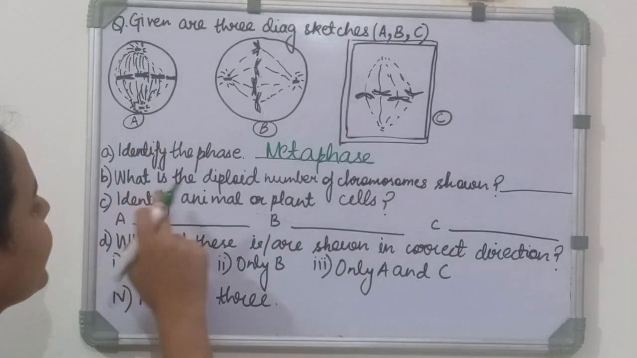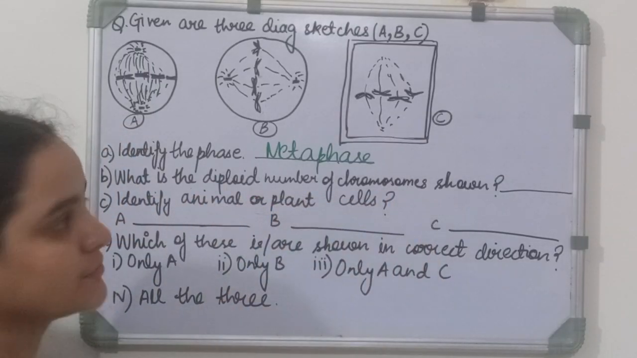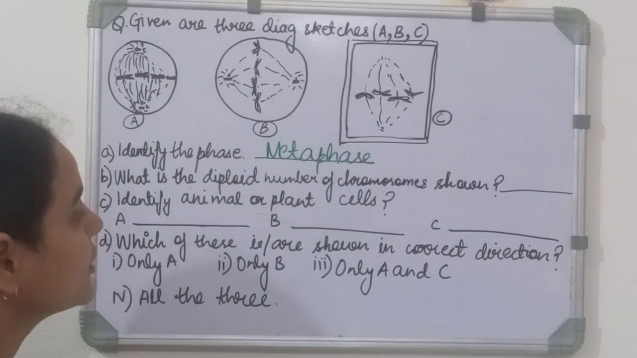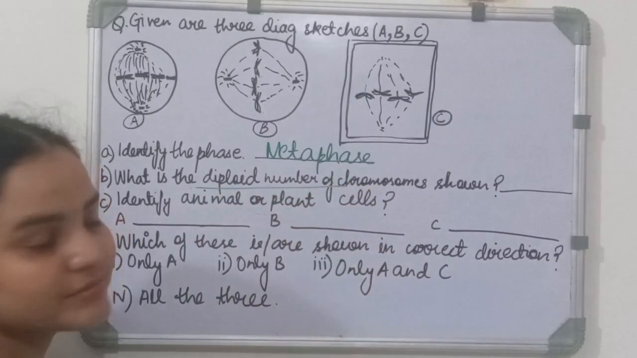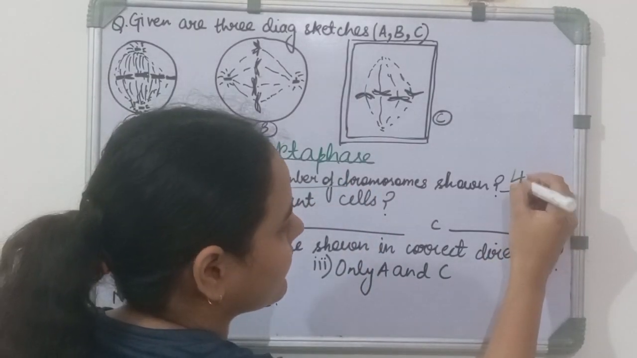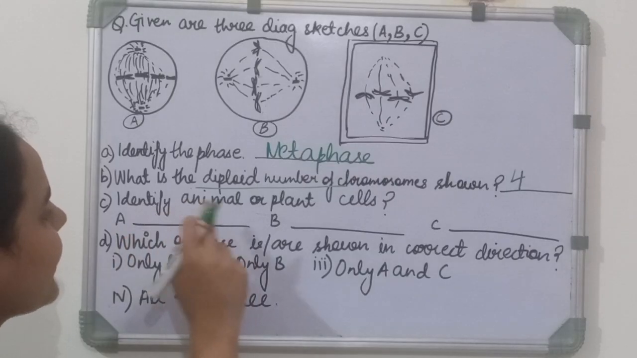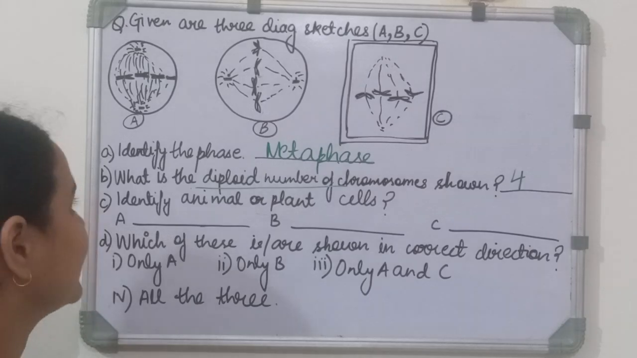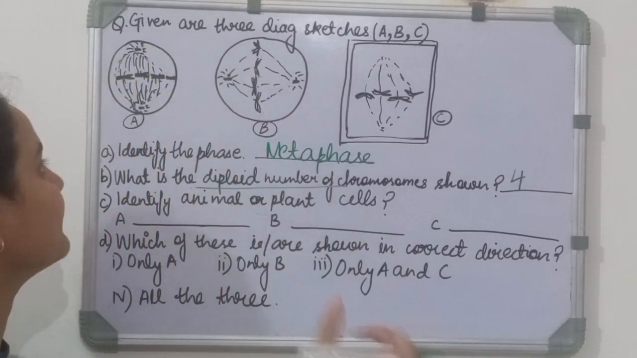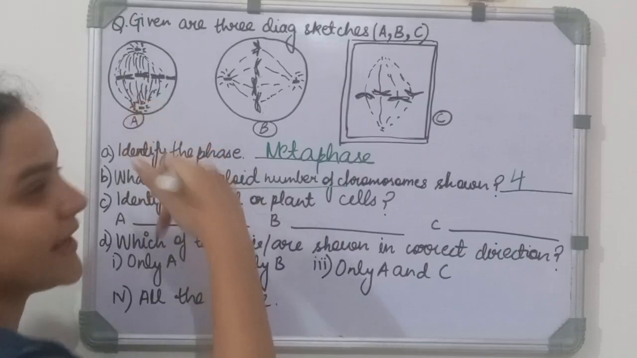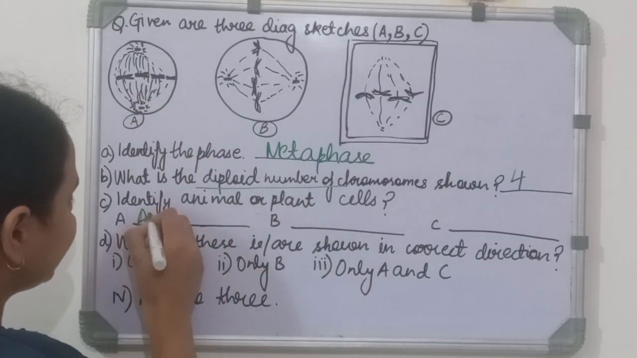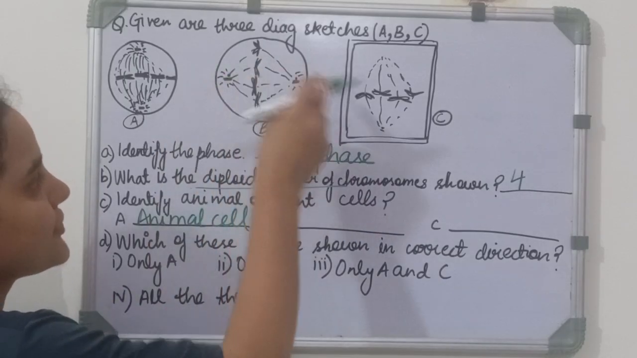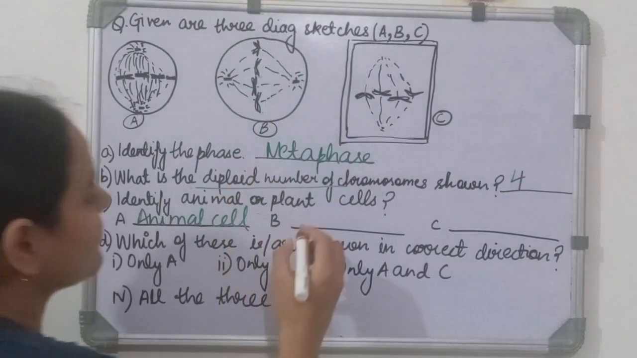So the phase is metaphase. Now next part, what is the diploid number of chromosomes shown? We can see in each diagram there are 4 chromosomes shown. So the diploid number of chromosomes shown is 4. Okay. Now next question, identify animal or plant cell. We have to identify whether A, B or C are plant or animal cells. In A we can see only cell membrane, we can see centrosomes, that's why A is an animal cell. In case of B also we can see centrosome, cell membrane. So again B is also an animal cell.